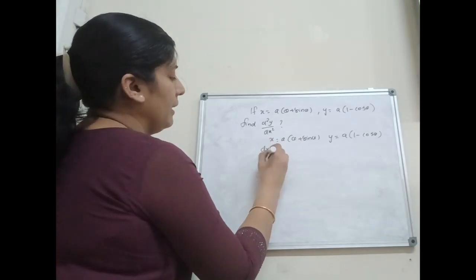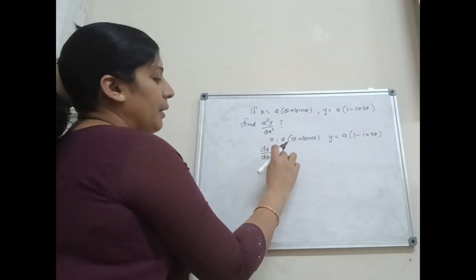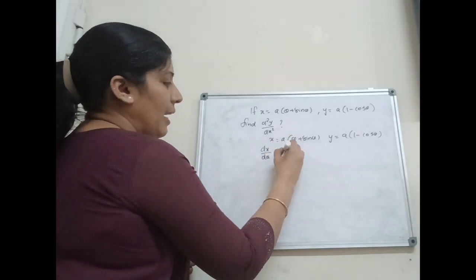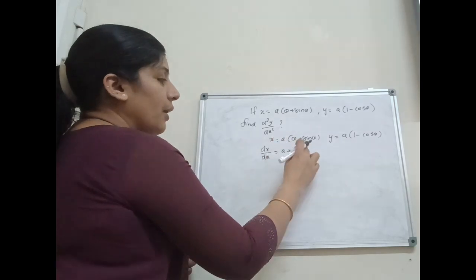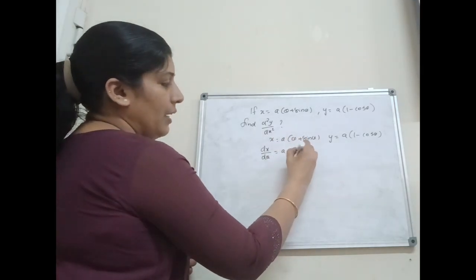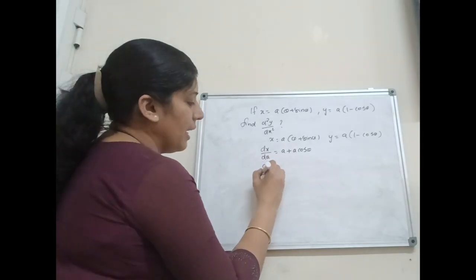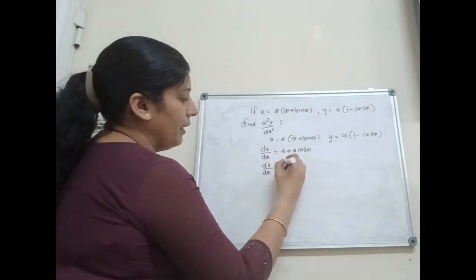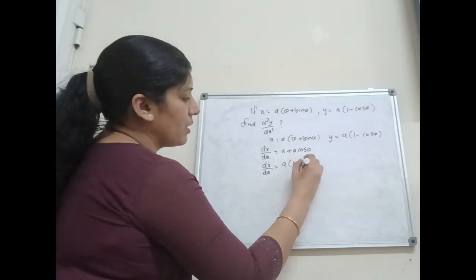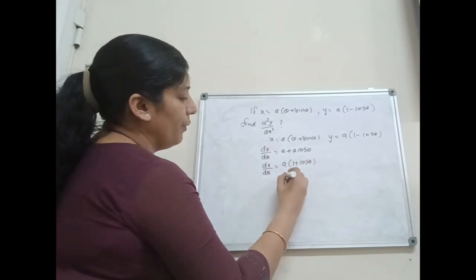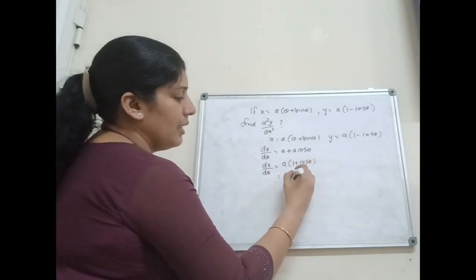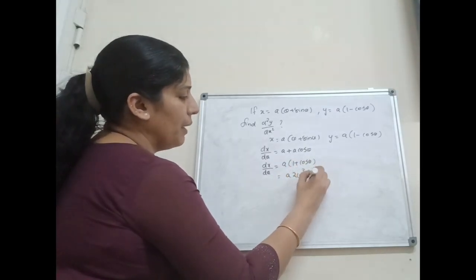Therefore, dx by d theta is equal to what? d by d theta of a theta, that is a, plus a into d by d theta of sin theta, that is a into cos theta. Therefore, dx by d theta is equal to what? Here a is common, then take it outside, a into 1 plus cos theta, that is equal to a into 1 plus cos theta is 2 cos square theta by 2.